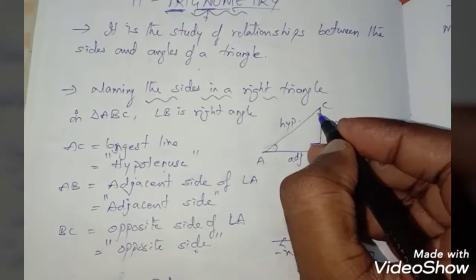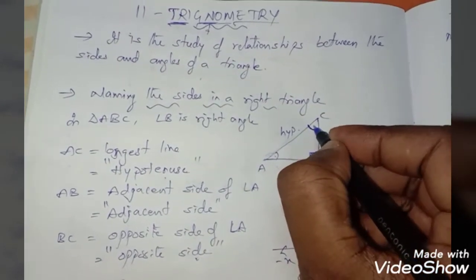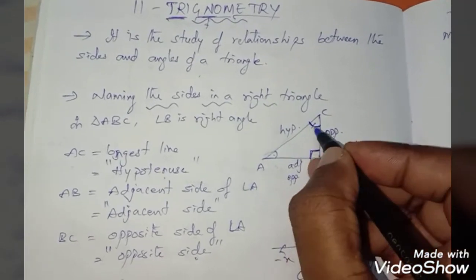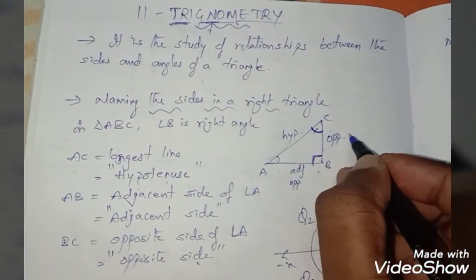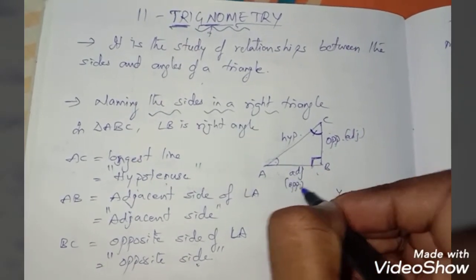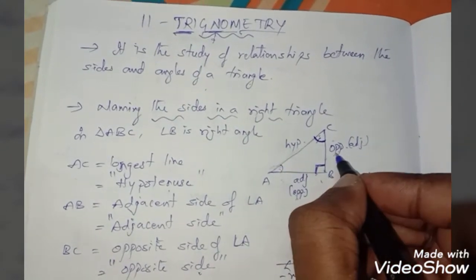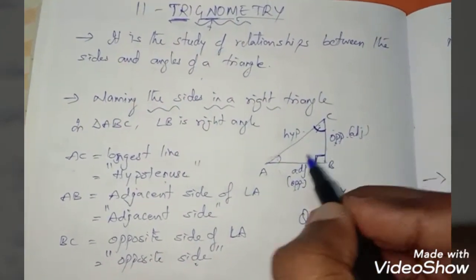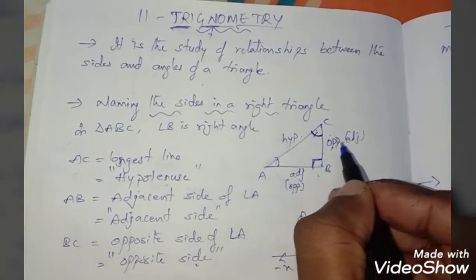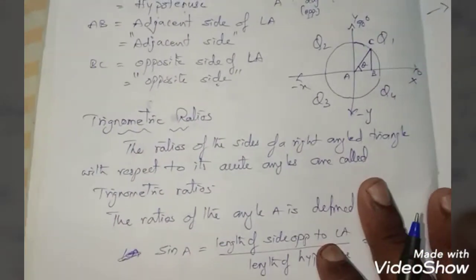Now if I take C as the angle, the opposite of angle C is the opposite side, and the adjacent of angle C is the adjacent side. Based on your angles we are changing your values. If it is angle C, this is opposite. If it is angle A, this one will be opposite. So always remember, wherever you are taking the angle, the particular opposite value is the opposite side, right?